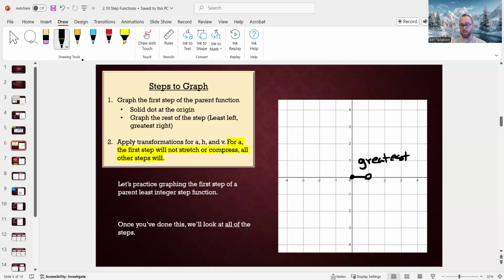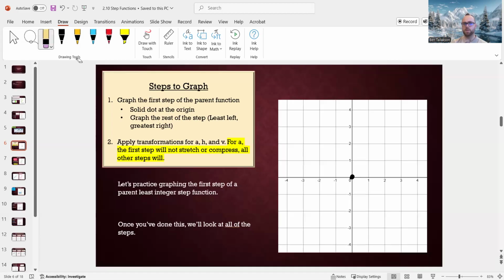We know these guys, right? Athletic A, dishonest H, elevator V. You know what they do. But let's talk about A for a moment, because A is a little bit different. We're used to just stretching or compressing vertically with A, right? So here's what I want to say. The first step will not stretch or compress. All other steps will.